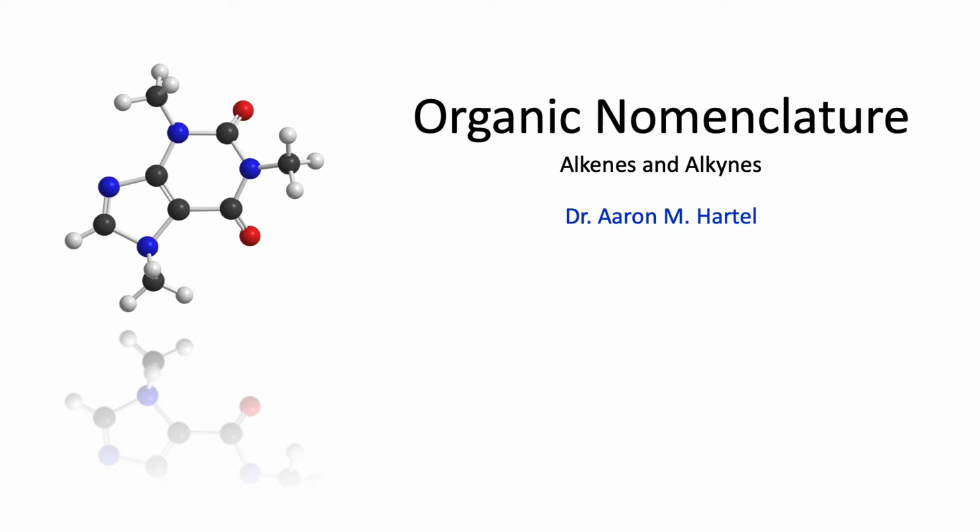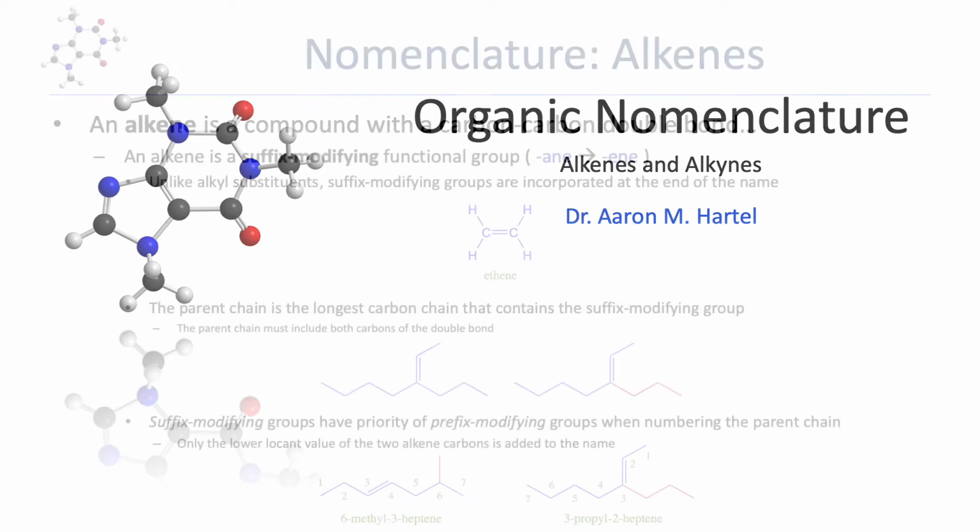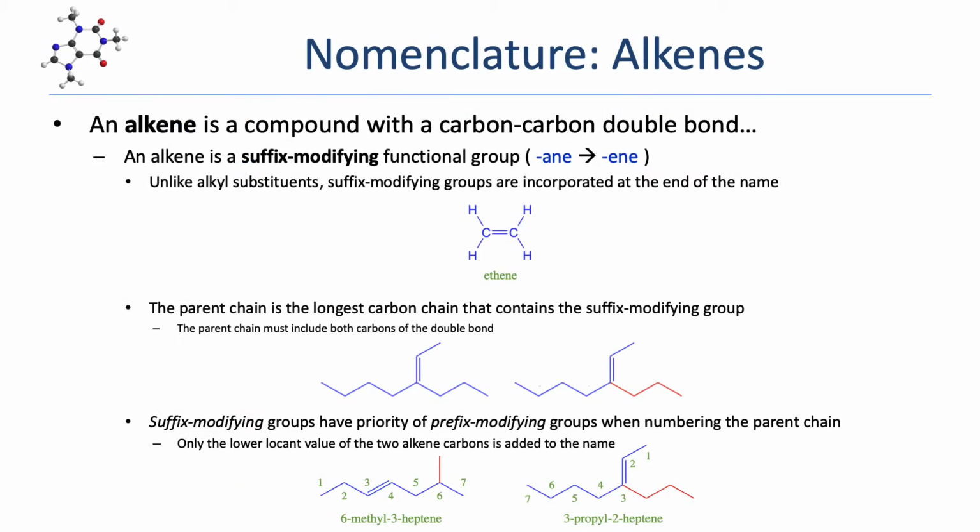In this lesson, we're going to take another look at organic nomenclature, this time learning how to name alkenes and alkynes. Remember that an alkene is a compound that has a carbon-carbon double bond, and an alkene is what's considered a suffix-modifying functional group. Unlike alkyl substituents, which were placed at the beginning of a name as a prefix, like methyl, alkenes are actually incorporated into the name by modifying the end of the name.